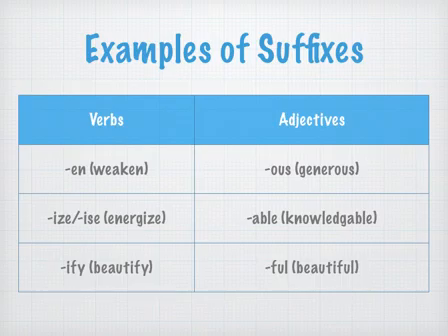Beautify. Adjectives, you'll often find the suffix ous with generous. Able, another French import into English, knowledgeable. And ful, beautiful. These are some of the more common ones that you'll find. There are lots of other suffixes out there for you to have a look at. Don't try and cram them all.